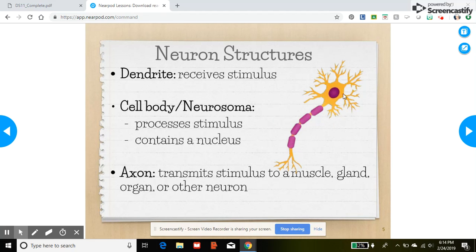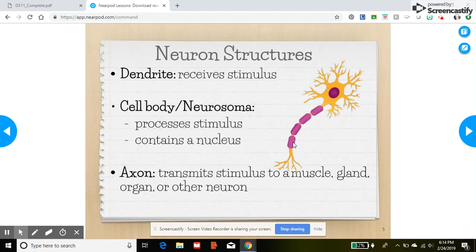Then you have the inside section here that's got the nucleus. This is the cell body. It's also called the neurosoma, right? Soma means body and neuro means nerve. So this is the cell body of your neuron. This is kind of where the magic happens. This is where it processes what's going on. And you can see in this, you've got a very large purple nucleus there for you to look at.